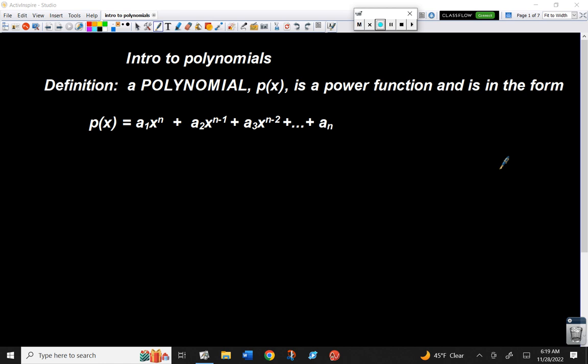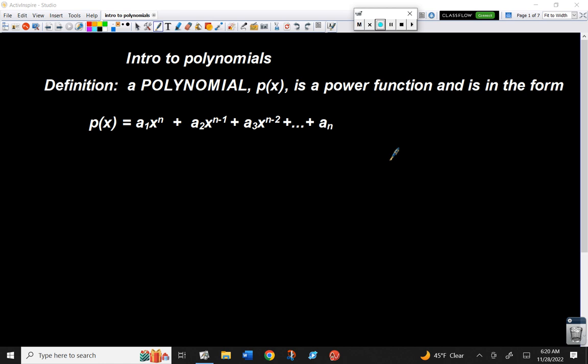When you write a polynomial, though, we usually write the polynomials in descending order of exponents. So in other words, your biggest exponent is usually in the front. I'll show you an example of this real quick. And then as the exponent gets smaller, eventually it goes to 0, and you're just left with a constant, and that's that a sub n. Okay.